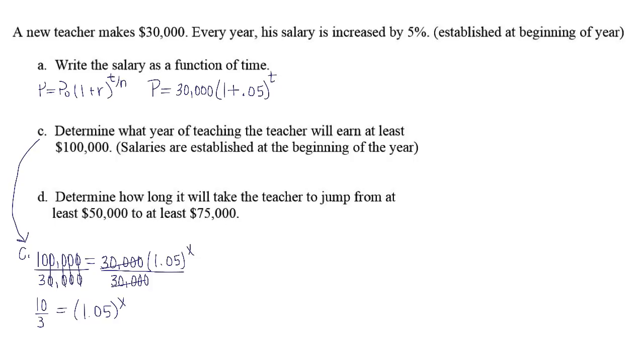And now again, we're solving for x, so we're going to do the log of both sides so we can move our x value down to the front. So I'm going to have log of 10/3 equals log of 1.05 raised to the x power. And then from there, we're going to move our x to the front. So that means that I have log 10/3 equals x times log of 1.05. Move my screen over.